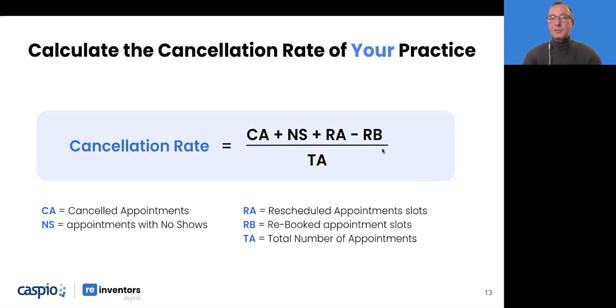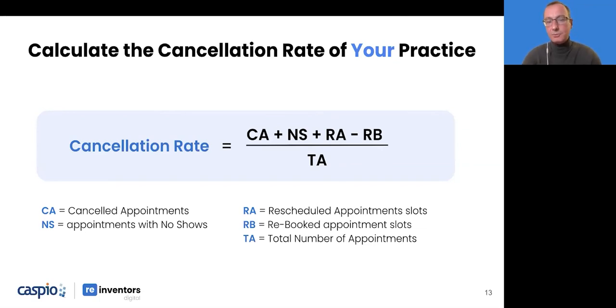The final metric at the top of our equation is rebooked appointment slots. This basically improves the situation with canceled appointments. What happens when one patient cancels an appointment, and for example, in a few days or in a few hours, if you are lucky, another patient books the same appointment? For your schedule and for your revenue, it has no negative impact. So it basically improves your situation with cancellations. And that's why I suggest to deduct rebooked appointments from the first. Then you simply divide it by the total number of appointments and you see your cancellation rate.